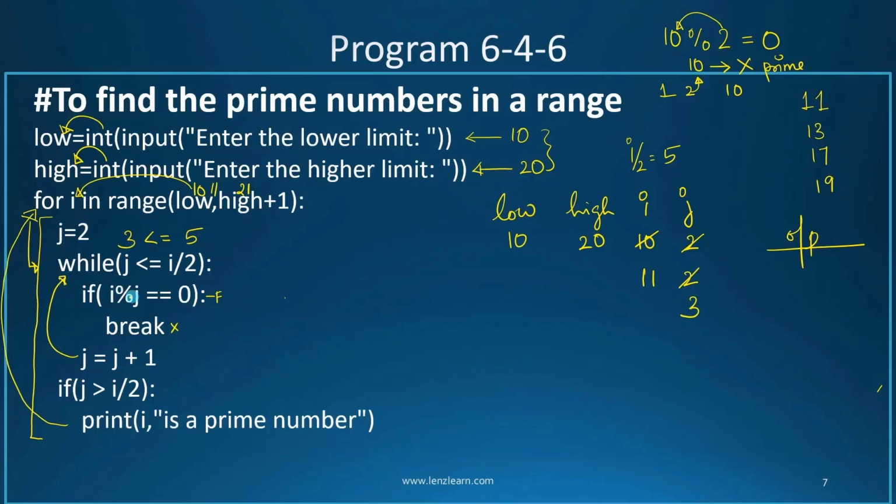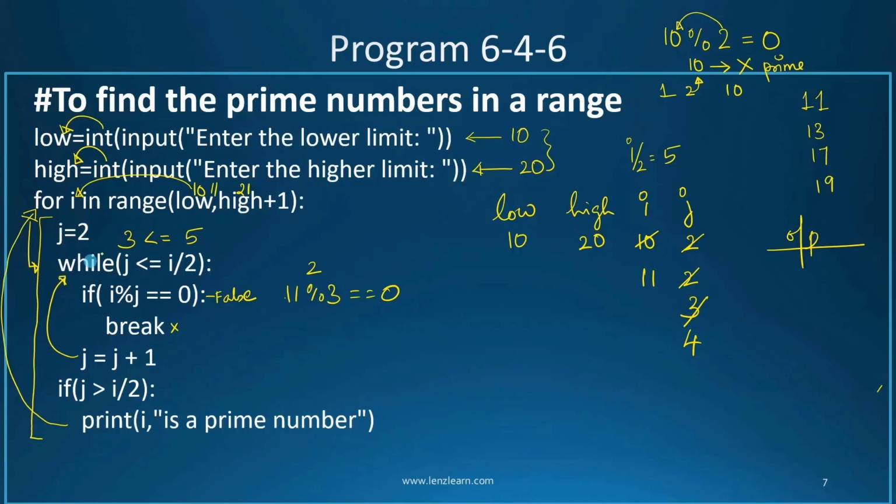Now inside the if, I will check 11 modulo 3 equal to 0. When you divide 11 by 3, you will get remainder 2. Now this is also false, so the break statement will not get executed. So 3 is also not a factor of 11. I'll increase j again by 1 to check whether 4 is a factor of 11.